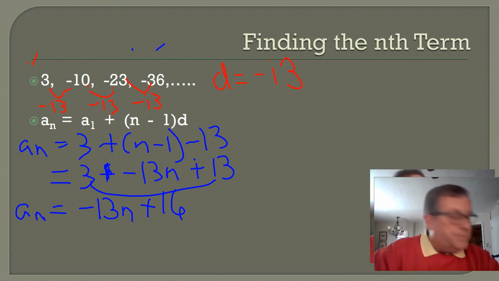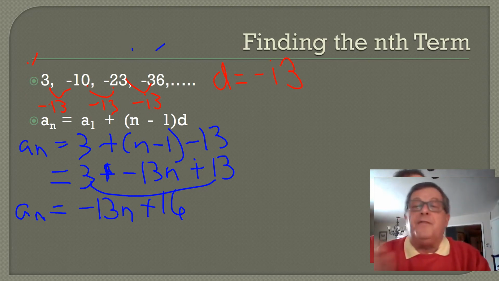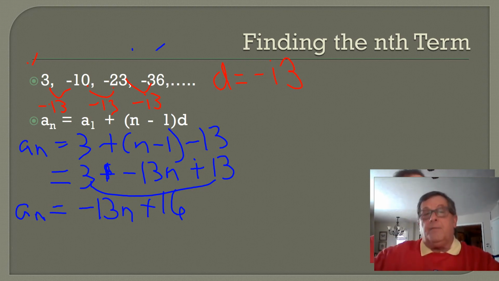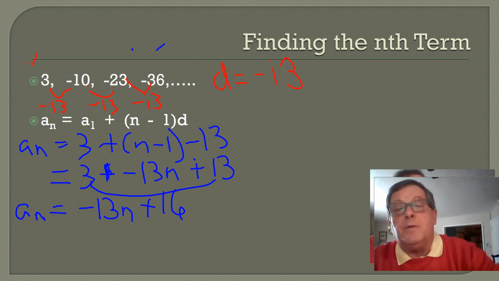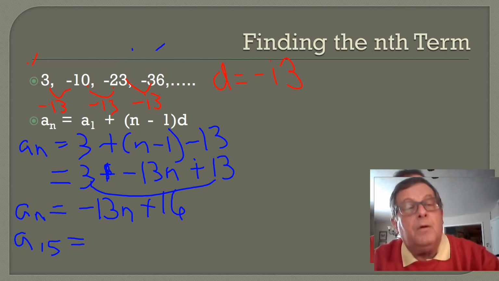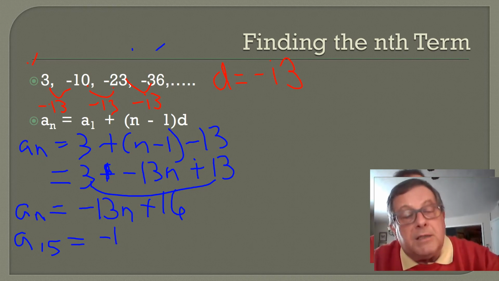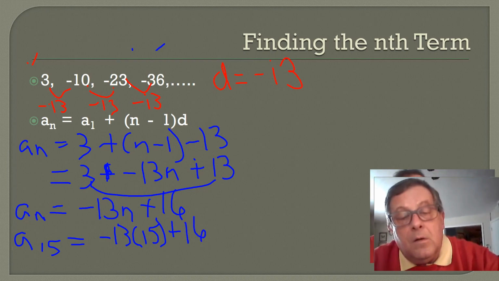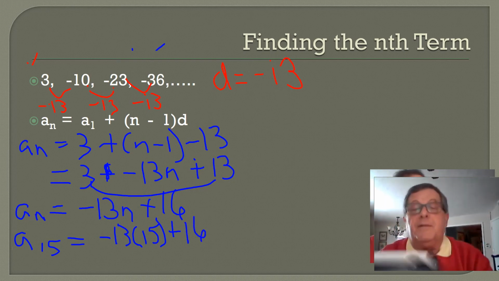So there's my equation. Now, let's say that we're asked to find the 15th term in this sequence. Well, you can see, subtracting 13, or adding negative 13, 11 more times is going to get to be a pretty big number, and it's going to get pretty difficult to do. It's going to be much easier to just put in 15 for n. So a sub 15, the 15th number of this sequence, would then be negative 13 times 15 plus 16.